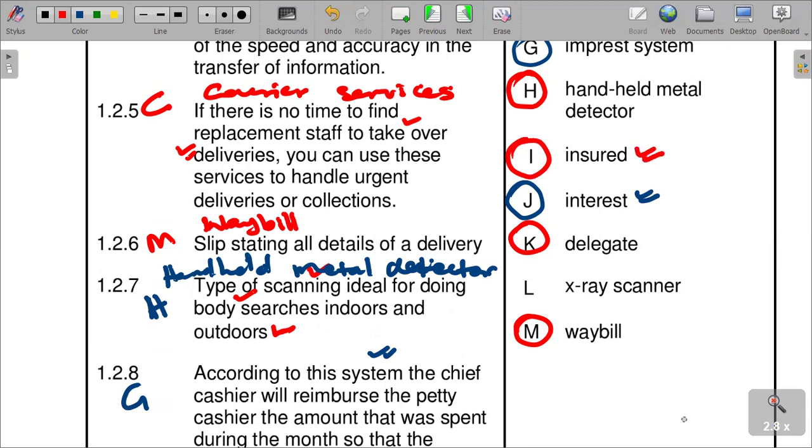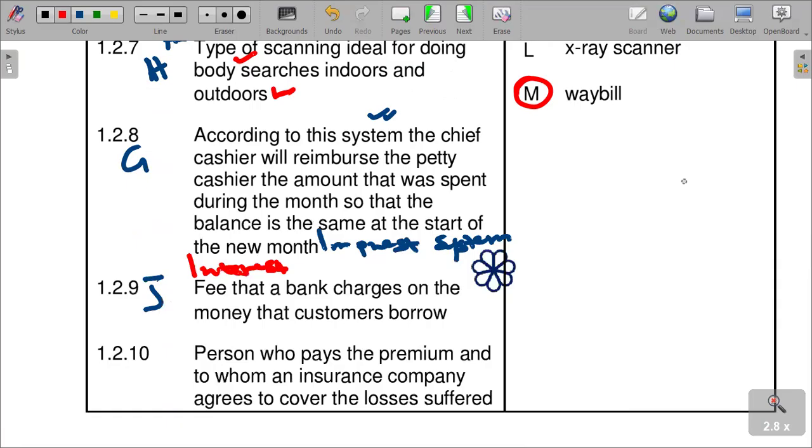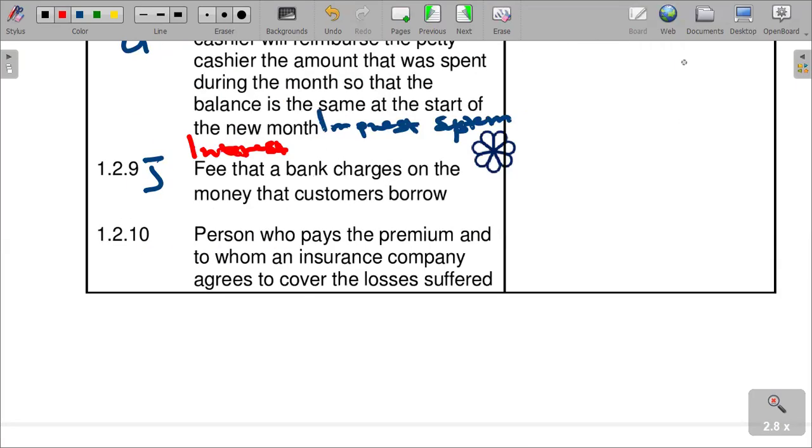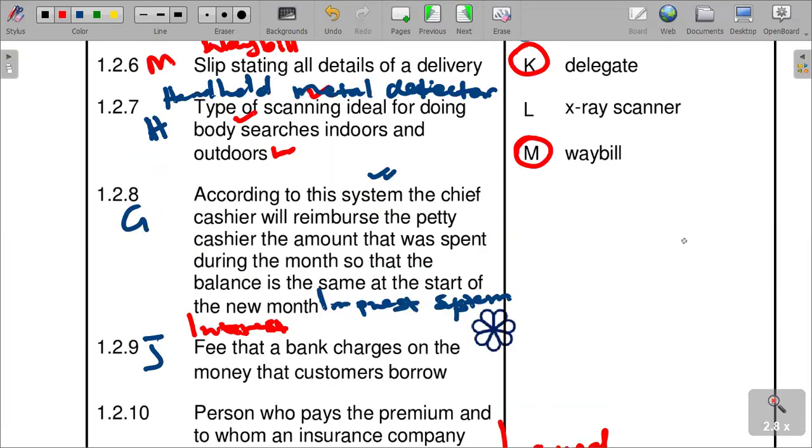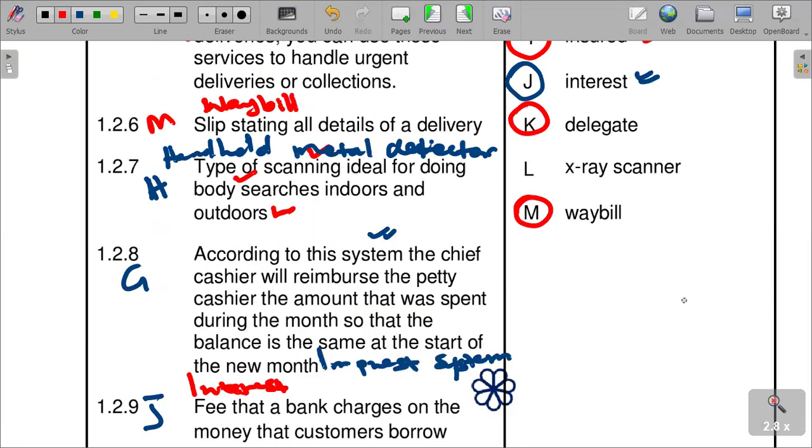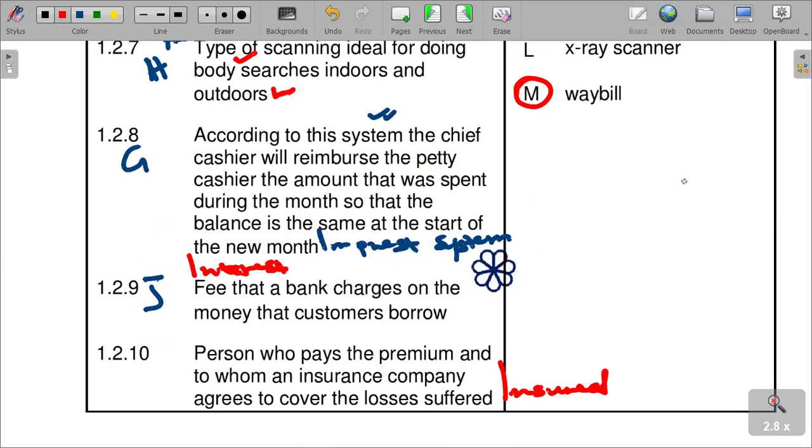The insured is the one who is paying. You pay premiums and then the insurer pays you when you lose on whatever you are contributing towards. So number 10 is I. It's the insured who pays the premium and to whom an insurance company agrees to pay to cover losses. So please take note of these.